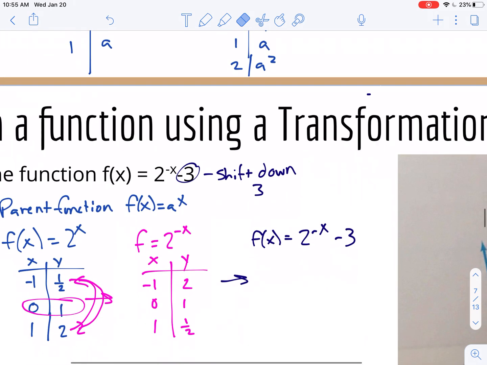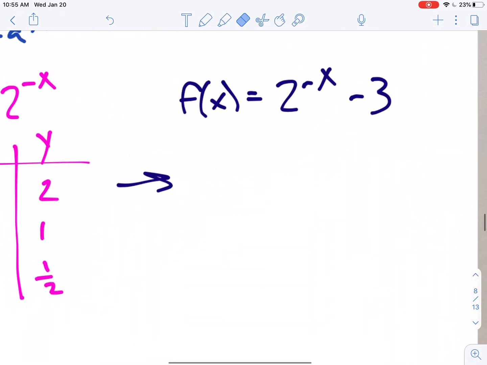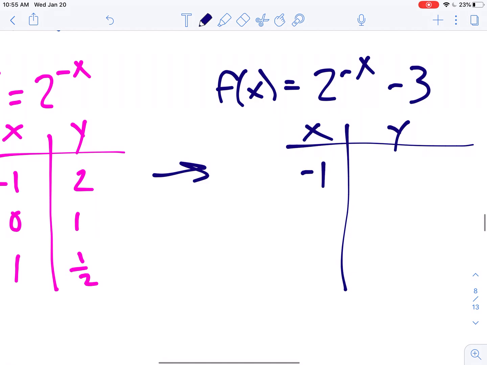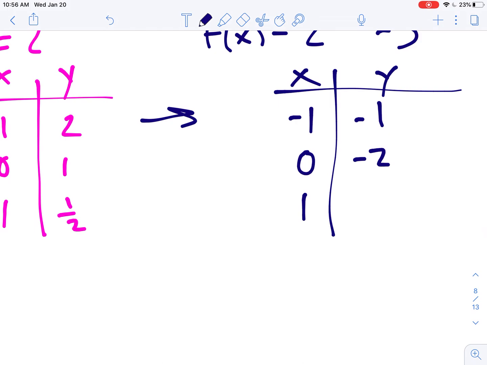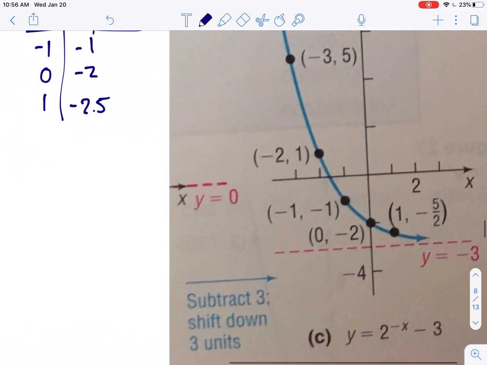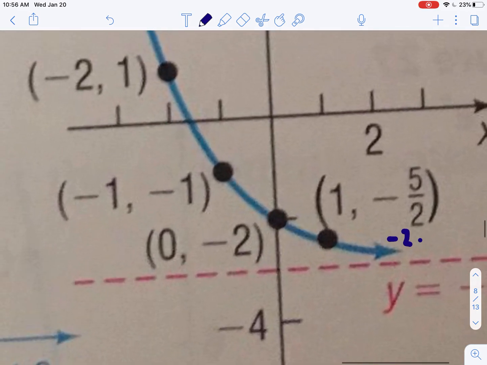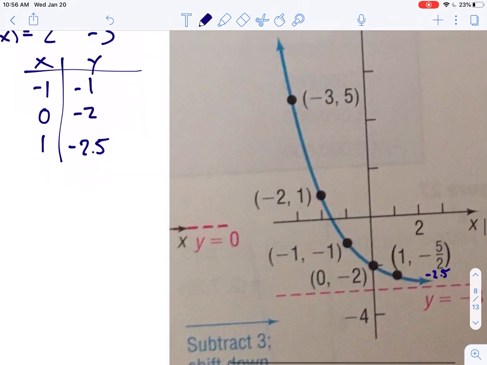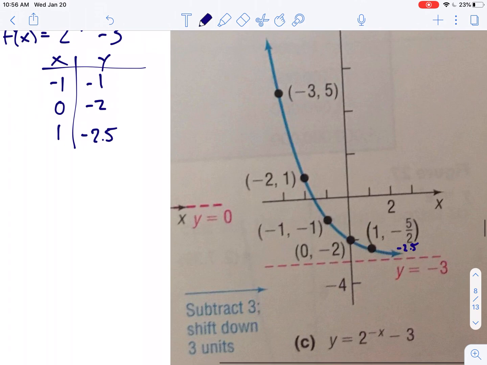So what this means is that I take all those y values that I found in my previous one and I subtract 3 from it. So I've got x, y, I've got -1, 2 minus 3 is -1. I've got 0, 1 minus 3 is -2. I've got 1, 1/2, and 1/2 minus 3 is -2.5. Now let's go ahead and look at our graph here. I've got 1, -5/2, which is the same thing as -2.5, 0, -2, -1, -1, and then it would keep on going from there. And we have our general shape for the graph.